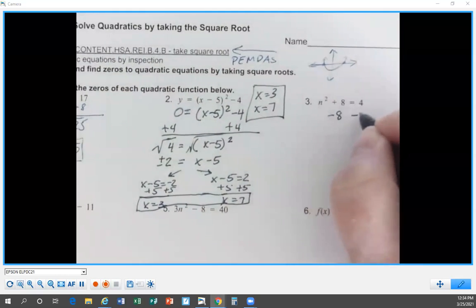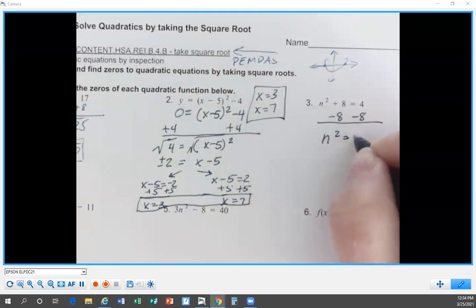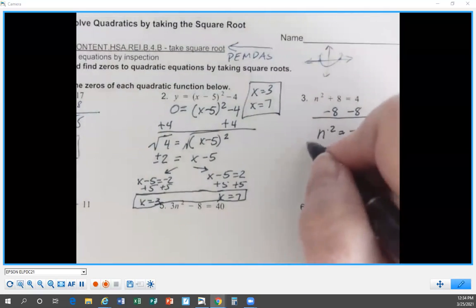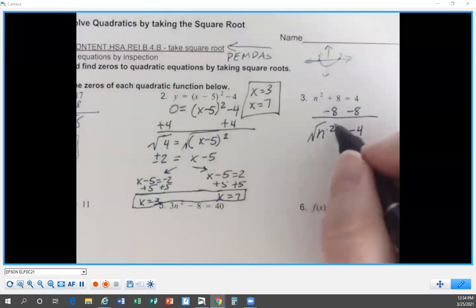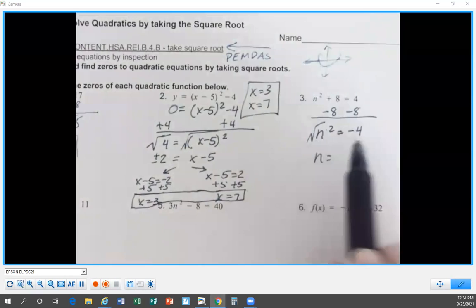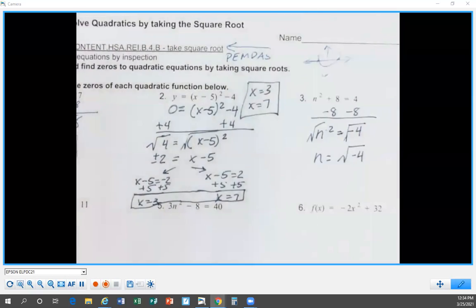We subtract 8 from each side. We have n squared equals negative 4. So then when we try to take the square root of the left side, no problem. The square root of n squared is n. The golden rule of algebra is whatever I do to one side of the equal sign, I have to do to the other. Okay, I can't take the square root of a negative.